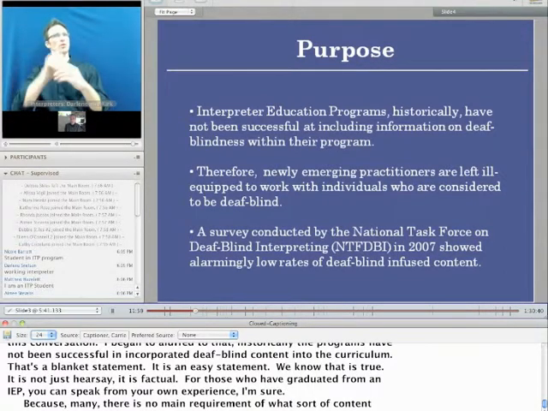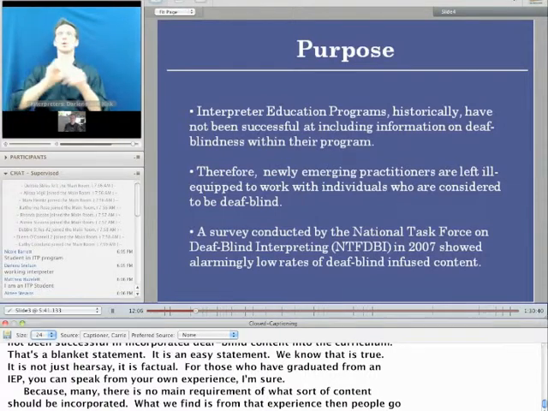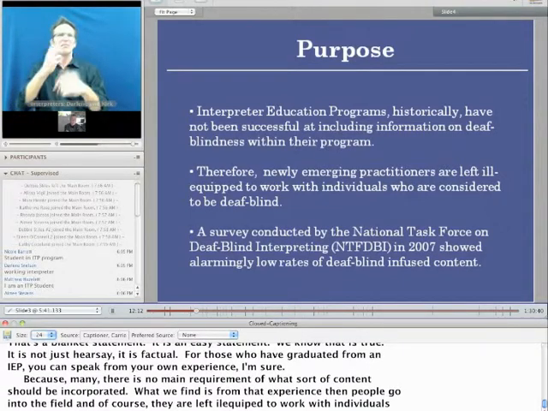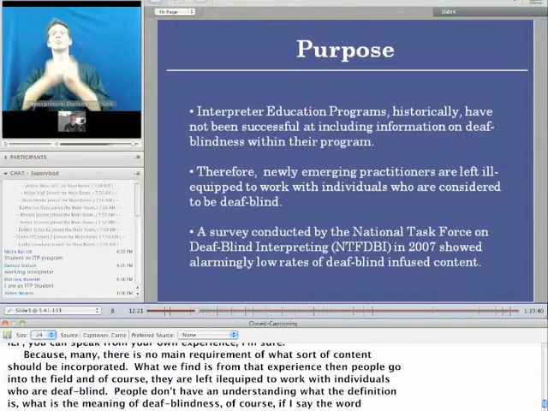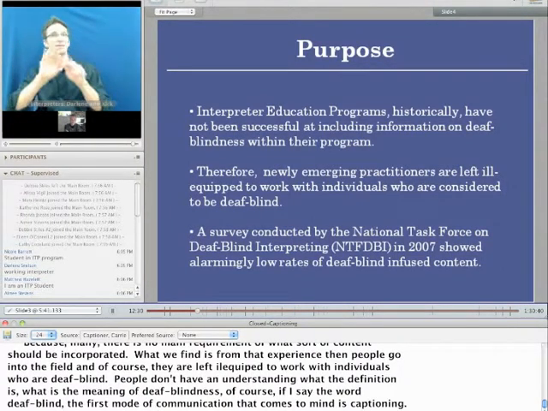What we find is from that experience, people go into the field and of course are left ill-equipped to work with individuals who are deafblind. People don't have an understanding about what that definition is, what is the meaning of deafblindness, and of course if I say the words deafblind, the first mode of communication that comes to mind is tactile. And so there is quite a myth that becomes pervasive in the field in terms of what the expectations are for communication support.